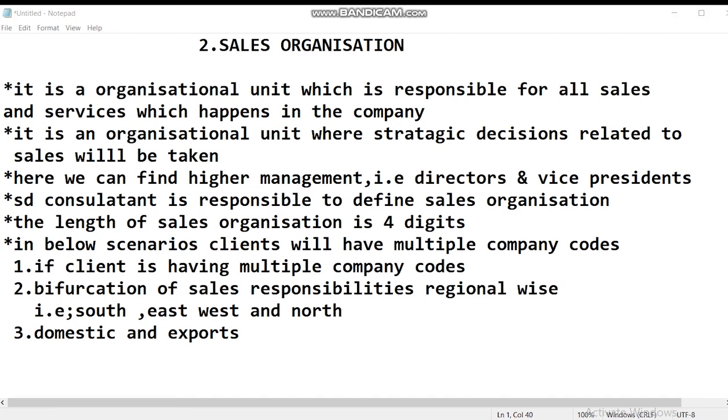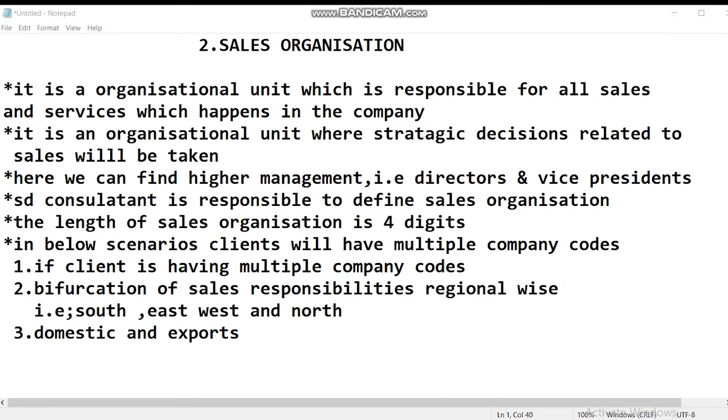And the SD consultant is responsible for defining the sales organization. Defining is nothing but, after getting into the SAP software, defining the sales organization, not the FI consultants like the company code. The company code will be defined by FI consultants, and the sales organization will be defined by SD consultants.